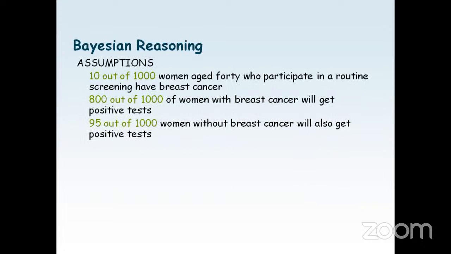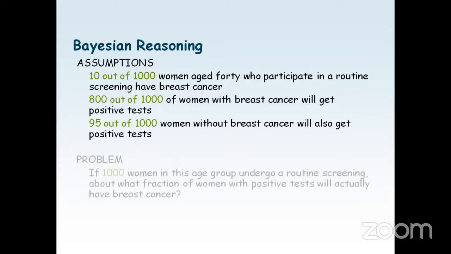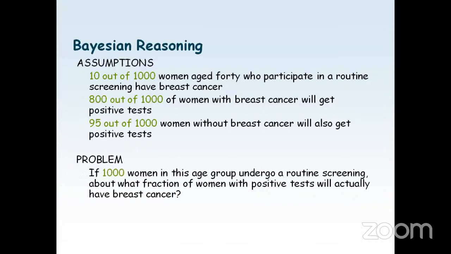Okay. Again, assumptions: 10 out of 1,000 women aged 40 who participate in a routine screening have breast cancer. 800 out of 1,000 women with breast cancer will get a positive test. And 95 of the 1,000 women without breast cancer will also get a positive test. So the problem: if 1,000 women in this age group undergo a routine screening, about what fraction of women with a positive test will actually have breast cancer?